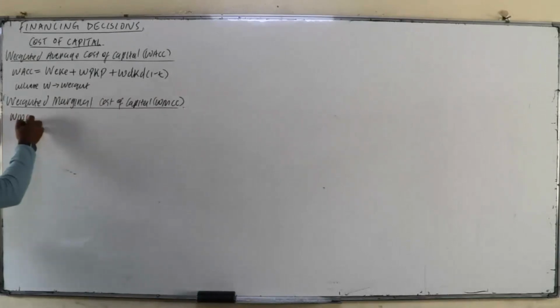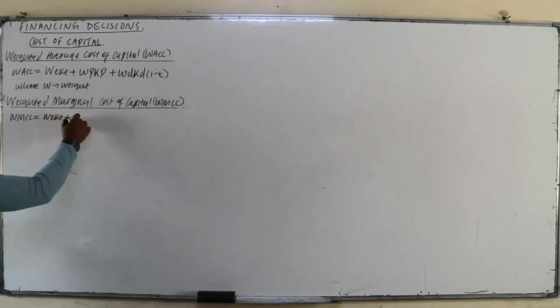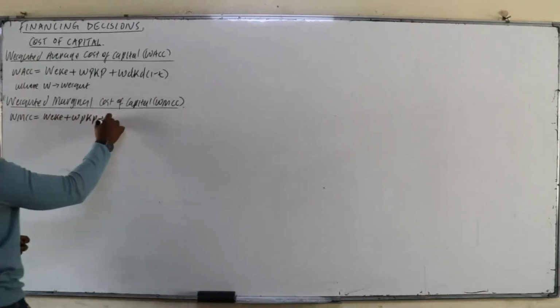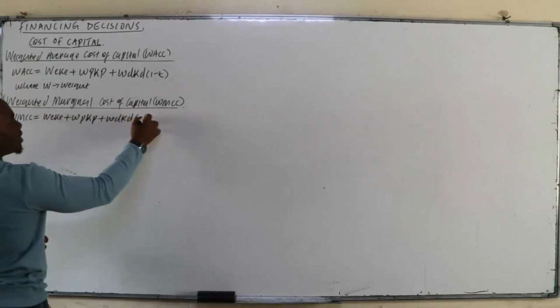Now, to get the WMCC, the formula is the same as the one for WACC. You take the weight of equity times the cost of equity, plus the weight of preference times the cost of preference, plus the weight of debt times the cost of debt, times (1 minus T). You can see the formulas are the same. But the difference is that WACC is the average cost of the existing funds, but WMCC is the average cost of the new funds.